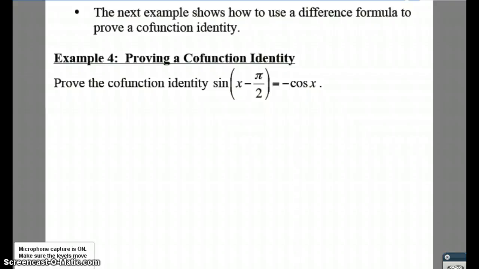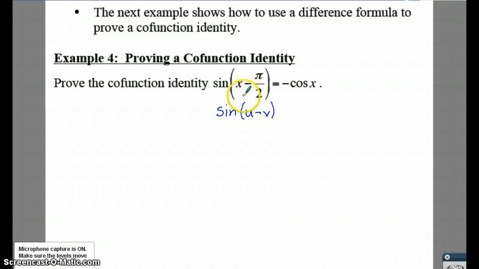Alright, so now we get back to something we have done before. Woohoo! We're going to show how a difference formula can prove our cofunction identity. Instead of just showing that the sine of x minus pi over 2 is equal to negative cosine of x and taking it for granted, we're going to say this is the same thing as having a sine of u minus v.